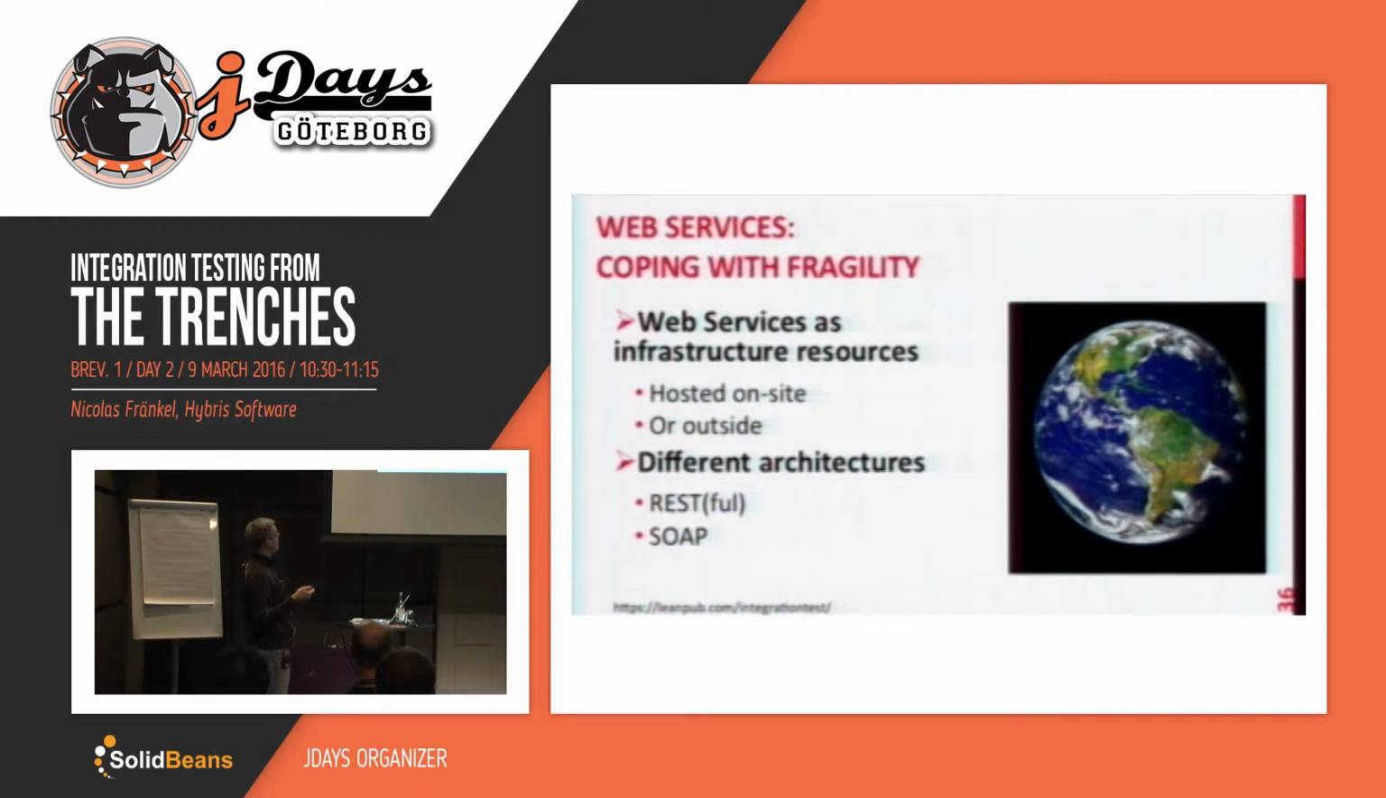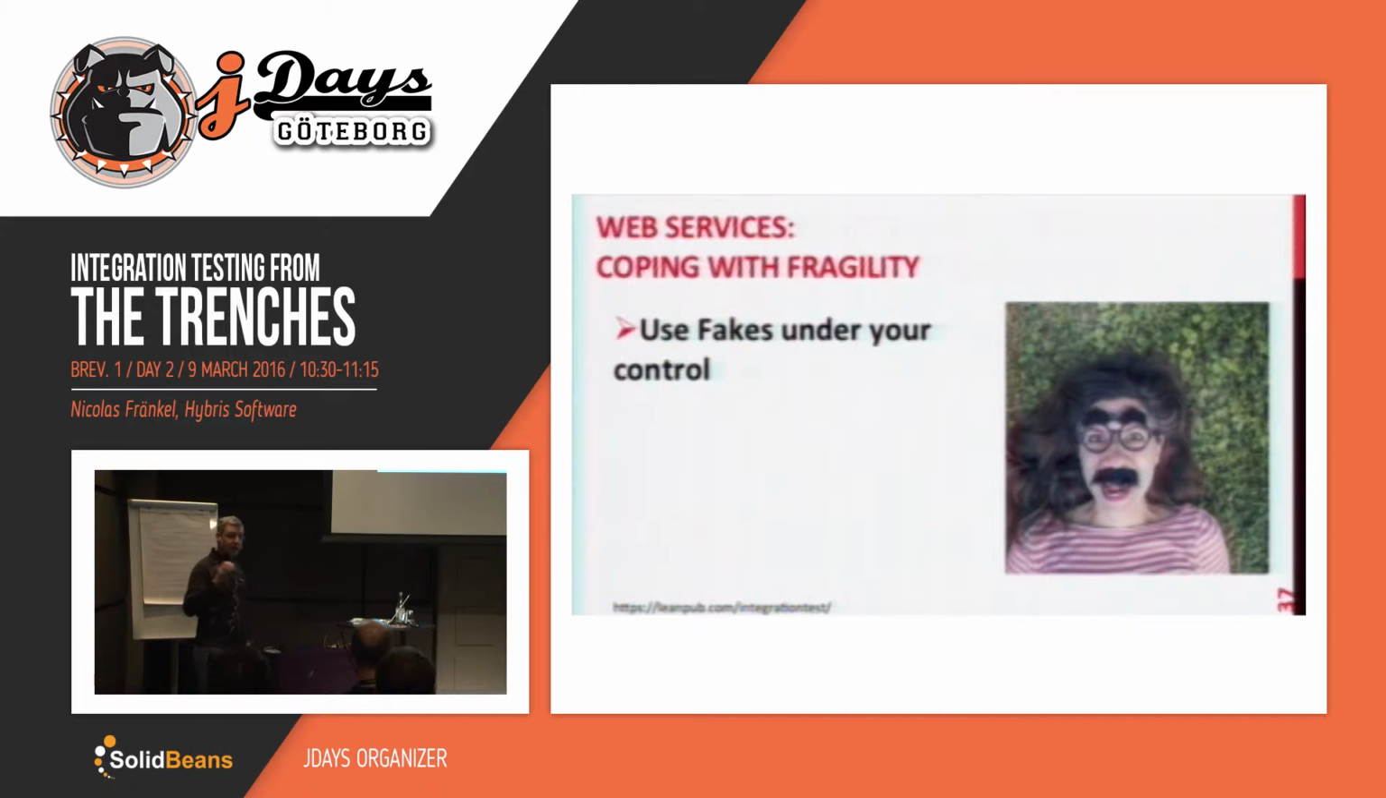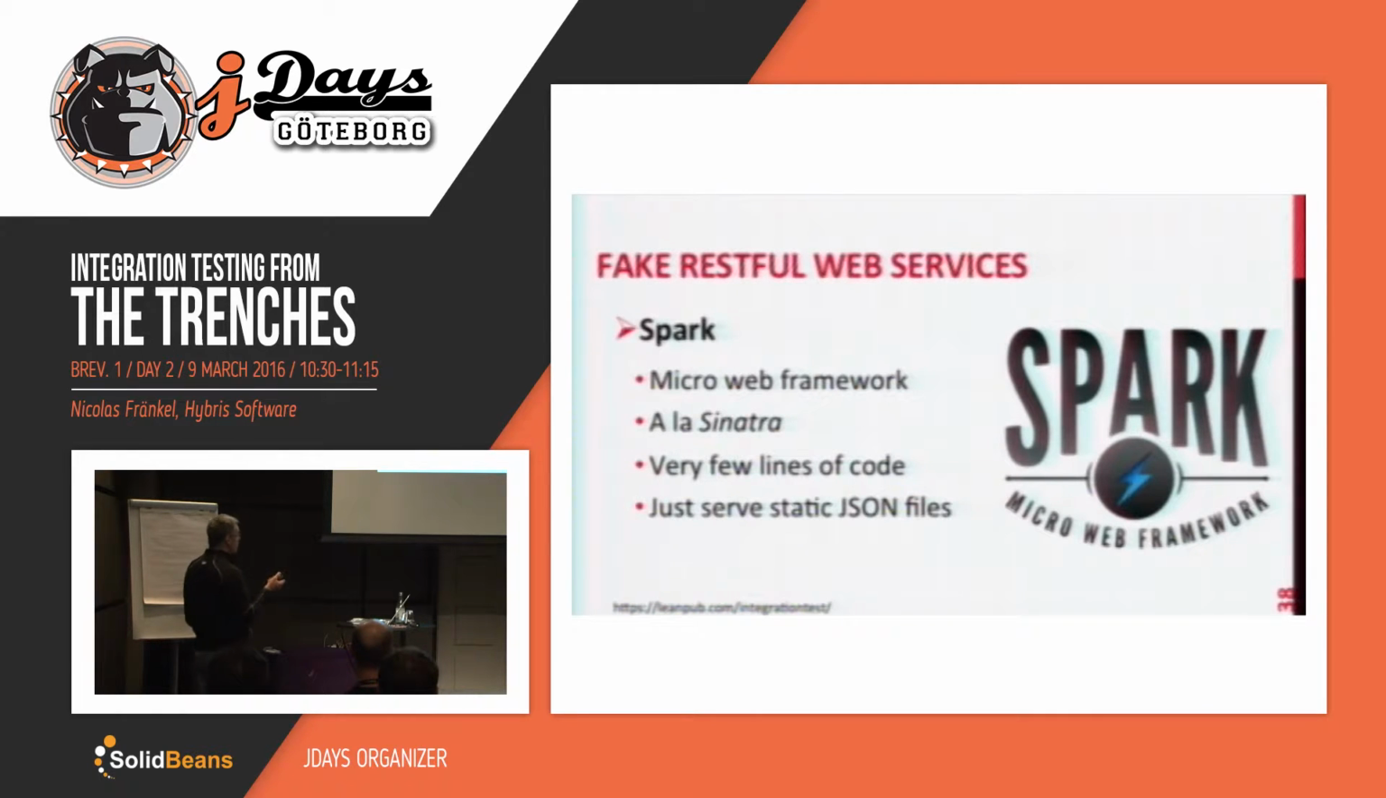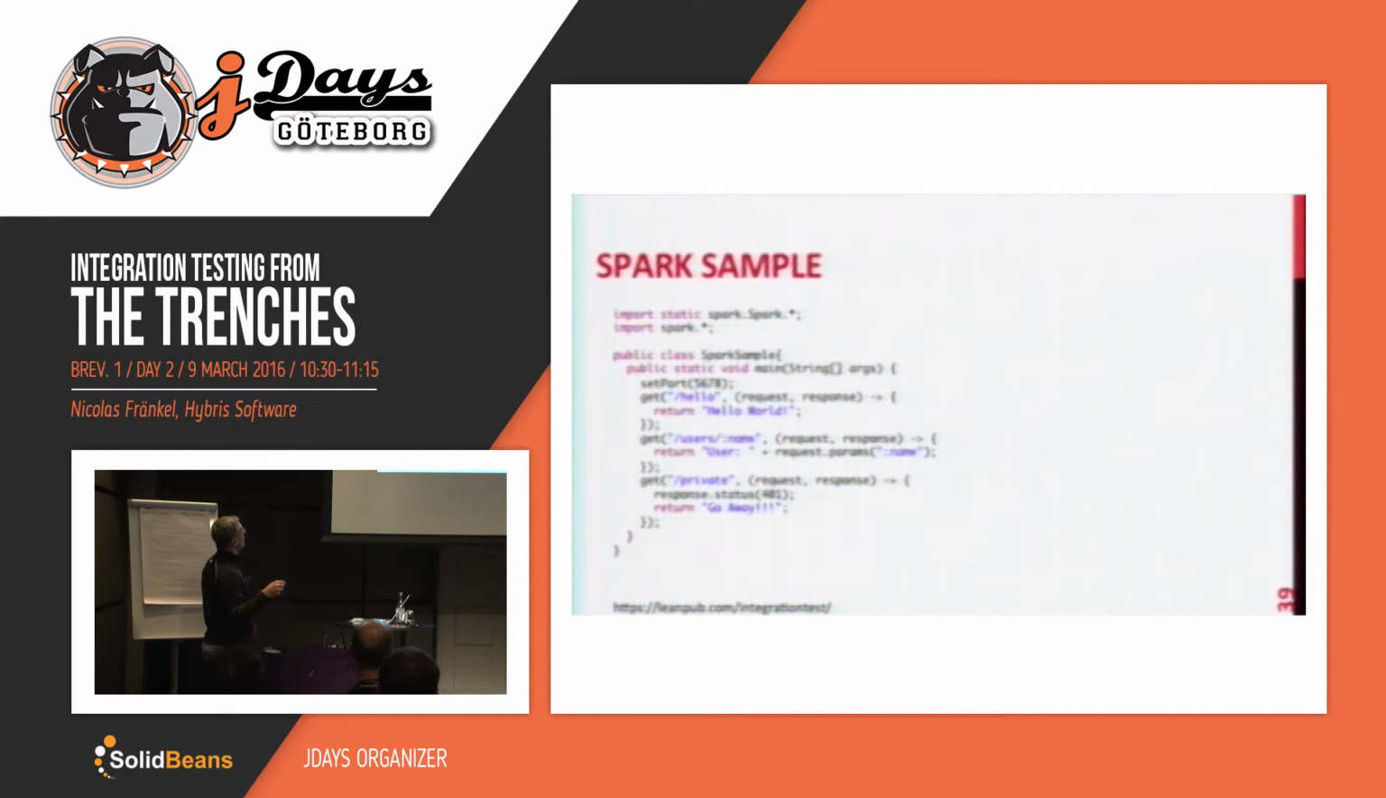How do you use fakes? Well, you can use any framework, very lightweight framework like you want. I found Spark. You probably know some more. And in a very few lines of code, you can have a web server serving your REST resources so that you can test your code against it. Here is an example of a Spark application, and you see that you set the port, so whatever the port of your application will use, and when it receives a get from /hello, then it will return a string.